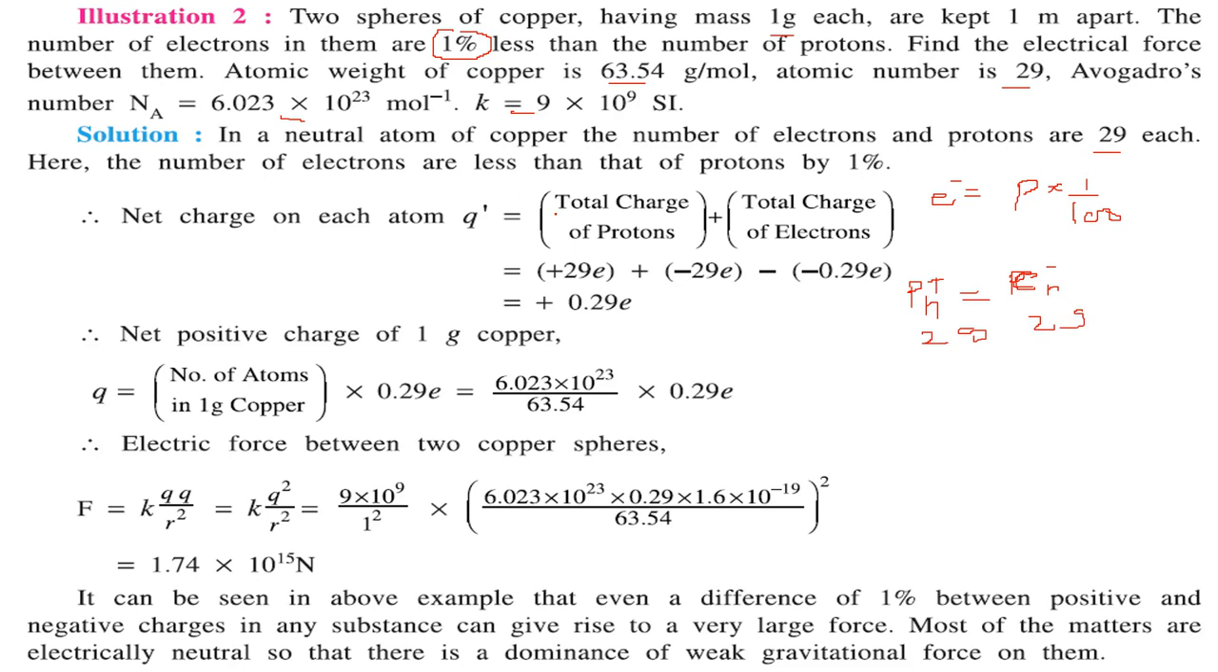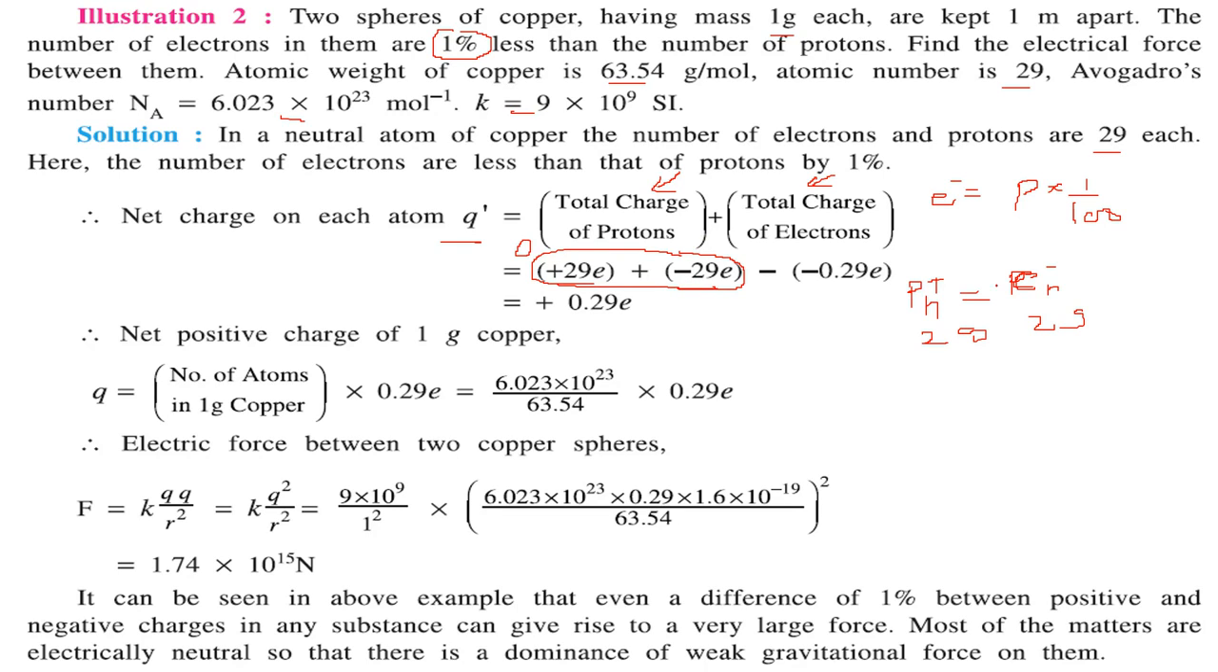Now it is given in the question that the number of electrons are less by 1%. So the net charge on each atom is what? First we'll find net charge. That is the total charge on proton and total charge on electron. So total charge on proton is 29e. The total charge on electron is minus 29e, which is 0, because the number of protons and electrons are equal.